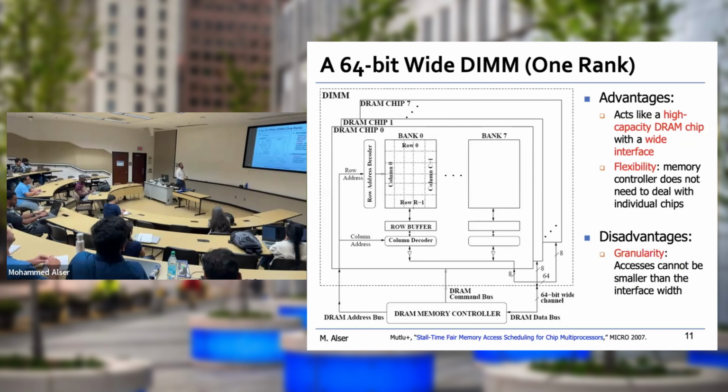Now, one of the disadvantages of having this kind of architecture is accesses cannot be smaller than the interface width. So even if you need 8 bits, you still need to communicate with all those chips in a single rank, okay? So we said you have to access the entire row from each bank, right? And now you have to access the 8 chips together. Even if you need a single piece of information from only the first chip and only from the first bank, you still need to access all of these.